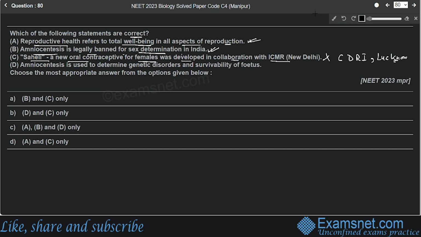Then the last statement says amniocentesis is used to determine genetic disorders and survivability of the fetus. Yes, this is a correct statement, and this is the correct use of amniocentesis, but it was being misused for sex determination, therefore it was banned. So there are three statements which are correct, A, B and D. So option C will be the correct answer.